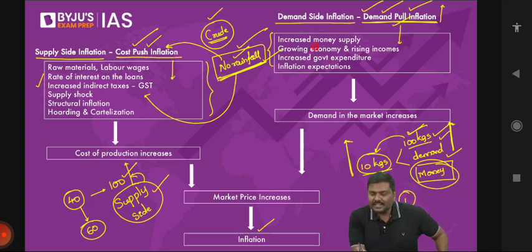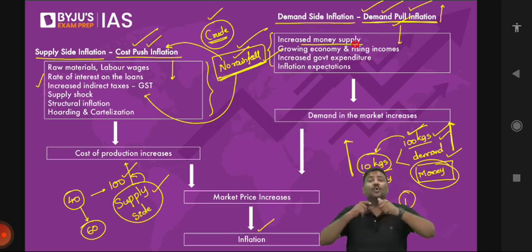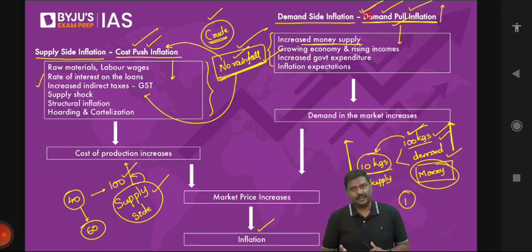First one, increased money supply in the economy. Money supply means how much money is getting circulated in the economy. If that money supply goes up, automatically we say that it could cause inflation. So how will it cause inflation?